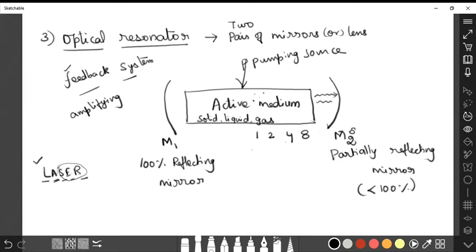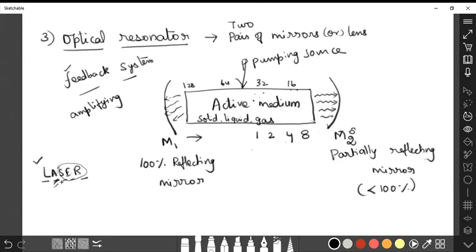What will happen now? The light will be bounced back and forth between the two mirrors. This is the partially reflecting mirror. It will bounce back. So again the 8 will come and induce 16. 16 will become 32, 32 will become 64, and then it will become 128. So the 128 photons will come here. It will be fully reflected by this mirror M1. Again it will come back in this direction, and again it will be multiplied. So in each and every step that multiplication takes place. Multiplication is nothing but amplification, that is, increasing the intensity of the light.